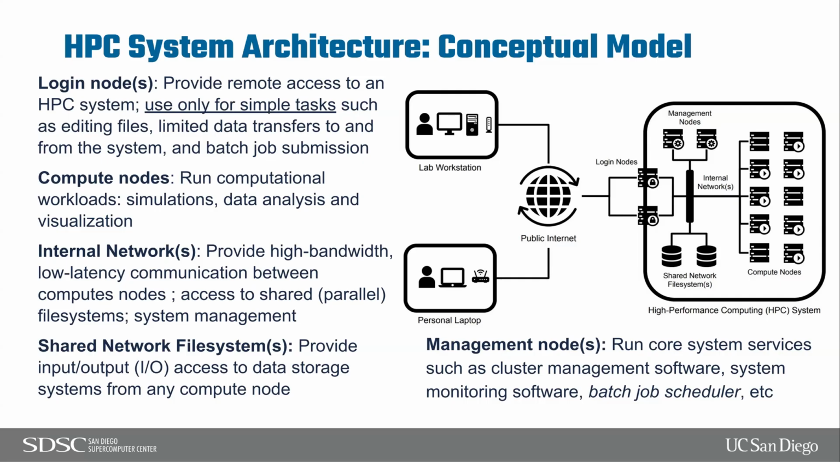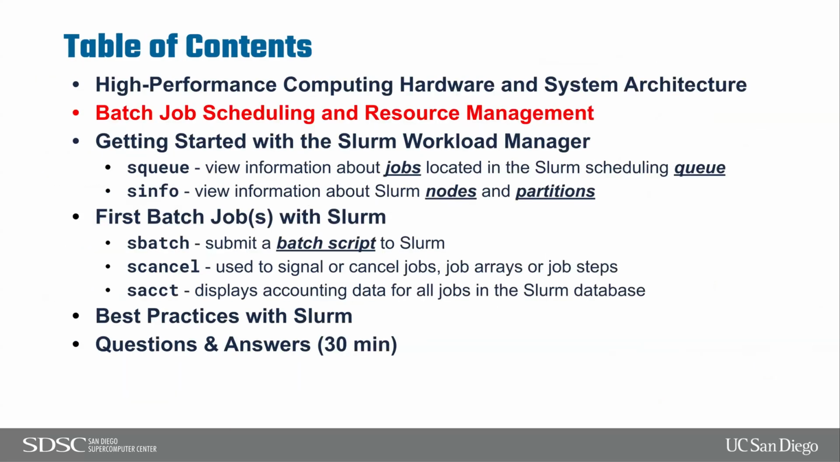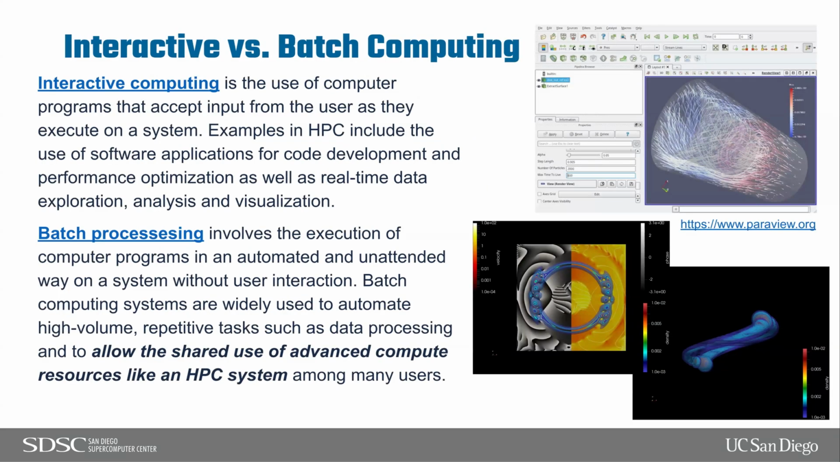And then there's a set of management nodes, and this is where the core parts of the batch job scheduler will run, for example. So that's the main set of node types that are available in an HPC system that you'll interact with at any given time. Okay, so that was a quick overview of what an HPC system is, the different node types you might see. So let's jump into batch job scheduling.